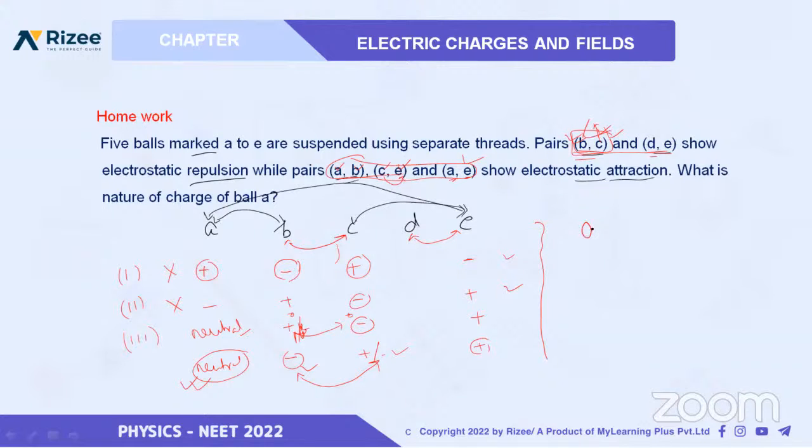So what is the answer, what is the difference between the two, sir? I mean, we have taken A as neutral in both the cases, and we have assumed positive and negative, either of the things, like they're showing attraction, sir.